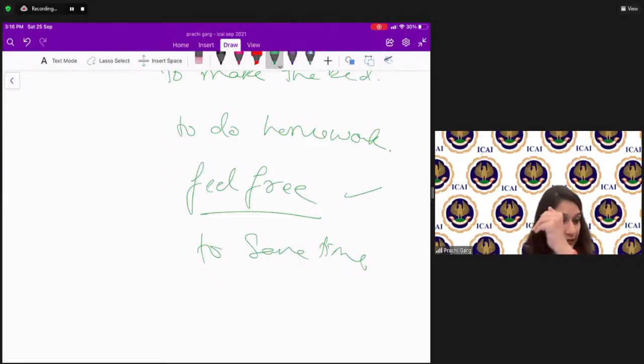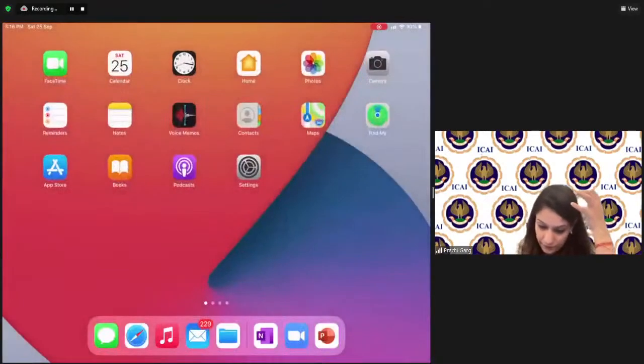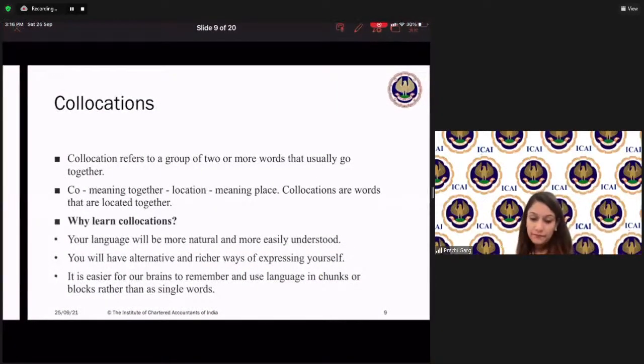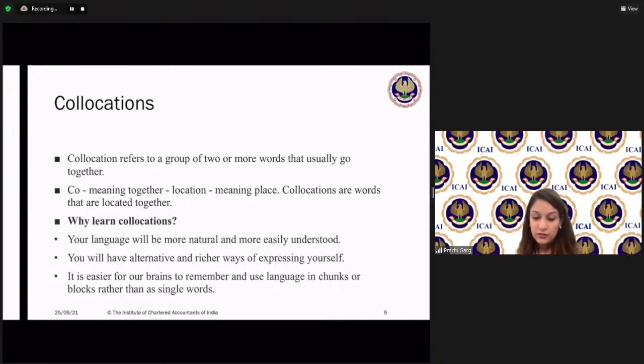This is one thing about collocations. Co means together, and location means place. Collocations are words that are located together. Now, why you should learn collocations is that your language will be more natural and more easily understood.